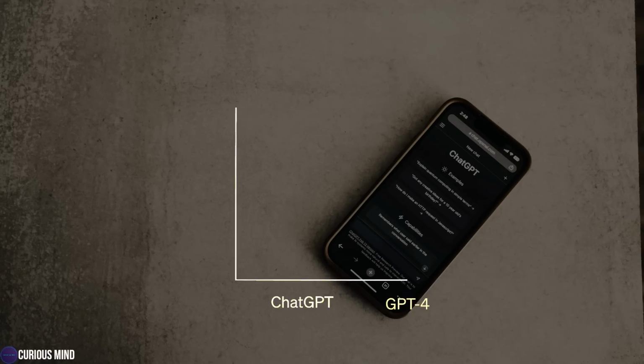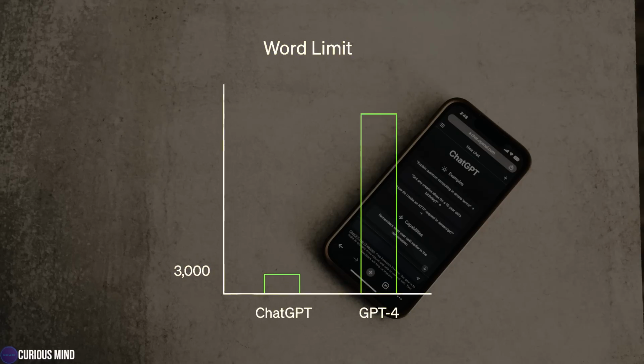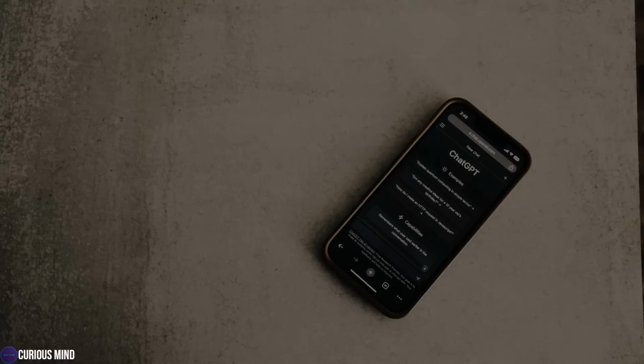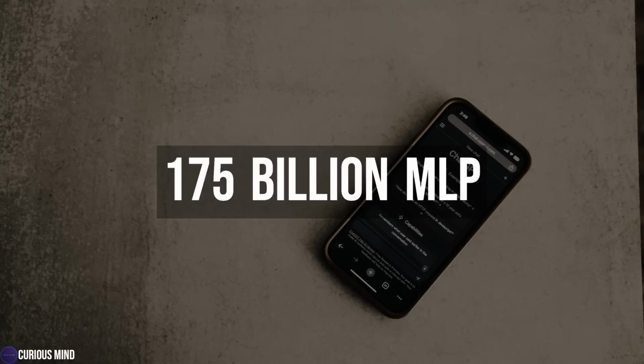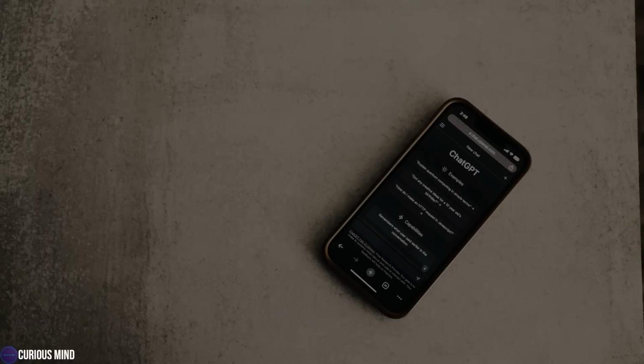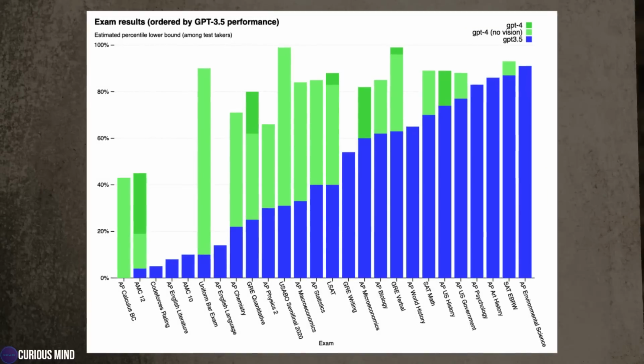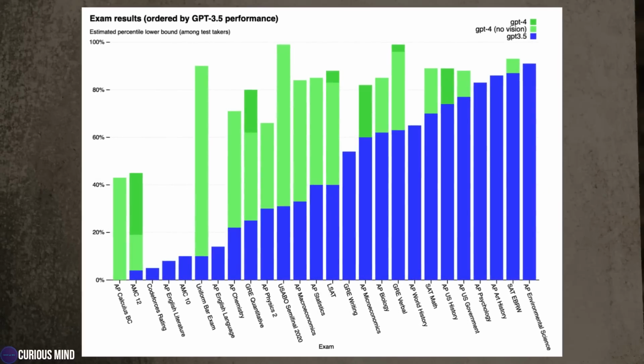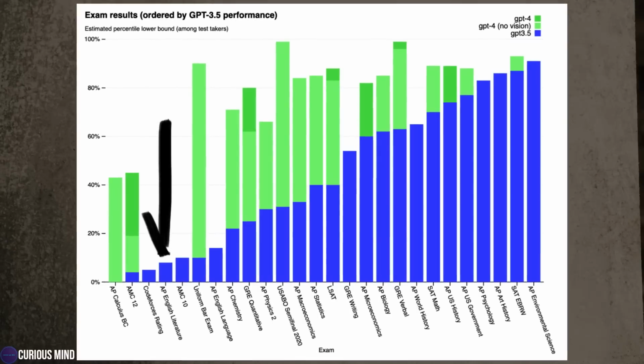GPT-4 can also take in and generate up to 25,000 words, whereas the previous version was limited to 3,000. And it is considerably smarter. The current version of ChatGPT has about 175 billion machine learning parameters, while the new GPT-4 has over 100 trillion parameters. GPT-4 is passing tests with flying colors and completely outperforming its predecessor. But maybe not in English though. English is hard.